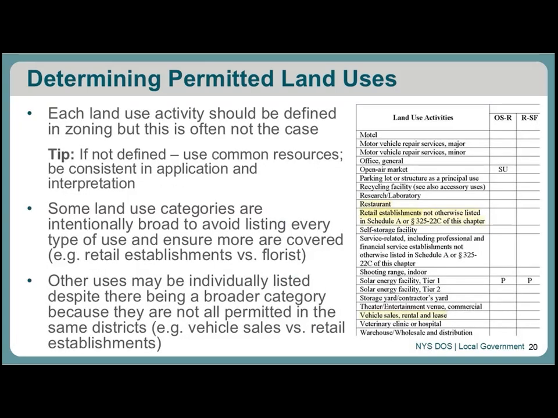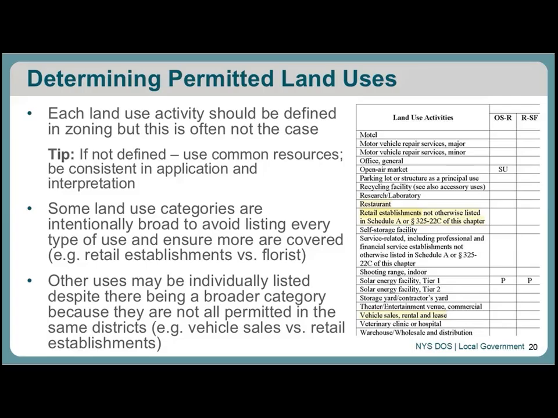And then when you're considering whether a land use is permitted, there are some things to keep in mind in making those determinations. The first is that each land use activity should be defined in zoning. So every use that's listed on one of these tables or in these lists should have a definition in a definition section of zoning. This is not always the case. In fact, I would say it's often not the case, particularly if your zoning is a little bit older.